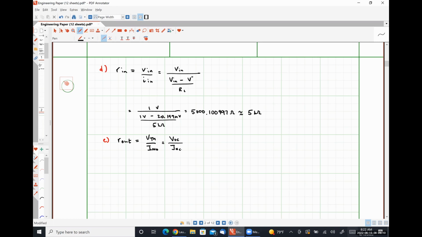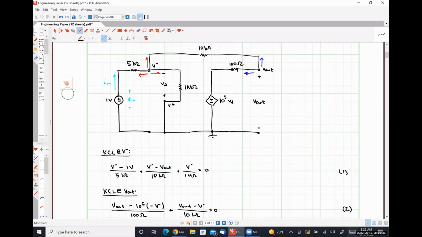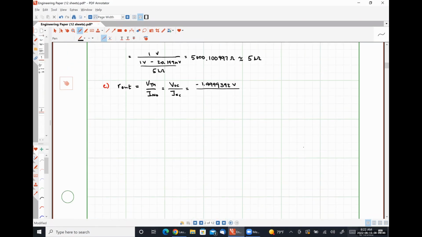Well, we already know what the open circuit voltage at the output is because we've solved for it. Our open circuit voltage at the output is simply V out, negative 1.9999392 volts. For our short circuit current, we are going to have to analyze this circuit again under the constraint that our output terminal is shorted to ground. So I'm going to redraw this circuit.